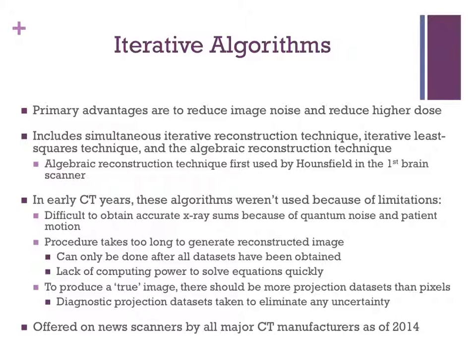The procedure takes too long to generate the reconstructed image because iteration can be done only after all the projection data sets have been obtained, and due to the lack of computing power to solve the equations quickly. To produce a true image, there should be more projection data sets than pixels, so these diagnostic projection data sets are taken to eliminate any uncertainty. Iterative algorithms are offered on new scanners by all major CT manufacturers as of 2014.